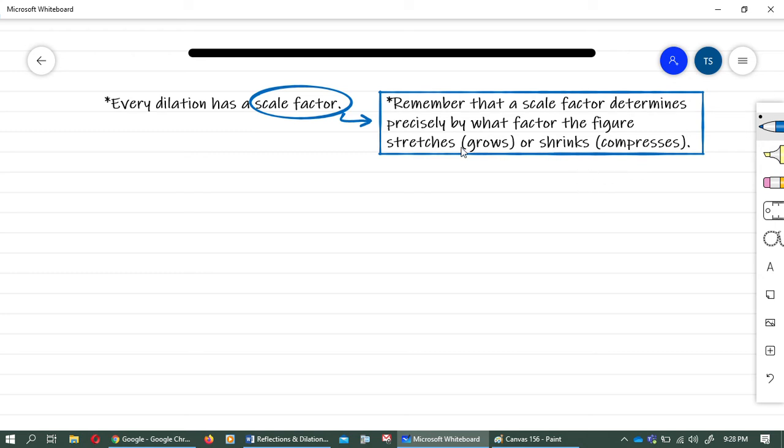So again, grow, of course, is to get bigger. Shrink or compress is, of course, to get smaller. Every dilation has a scale factor, and that scale factor determines precisely by what factor the figure is going to stretch or shrink. I just wanted to make sure I mentioned those words, grow and compress, that I neglected to mention in the previous videos. Those are other words that are used in place of stretch and shrink.